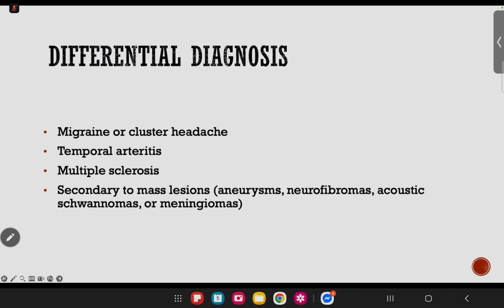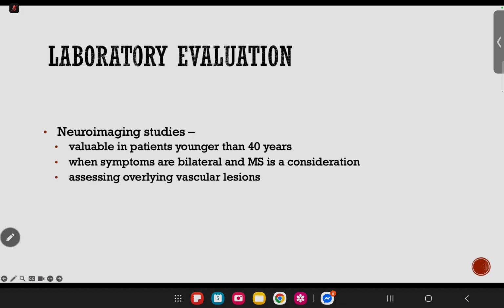Cases of secondary mass lesions such as aneurysms, neurofibromas, acoustic schwannomas, or meningiomas usually produce objective signs and sensory loss in a trigeminal nerve distribution, and unlike in trigeminal neuralgia, there is no objective sign. For laboratory evaluation, an ESR or CRP is indicated if temporal arteritis is suspected, while neuroimaging studies are usually unnecessary but may be valuable if MS is a consideration or in assessing overlying vascular lesions.